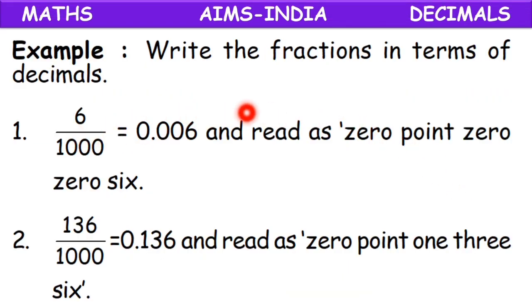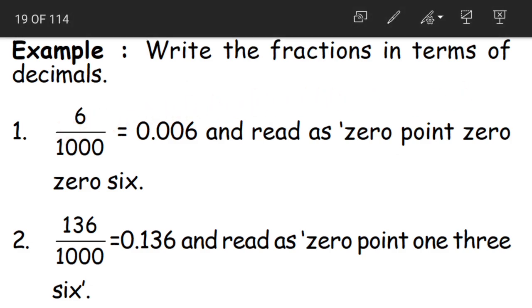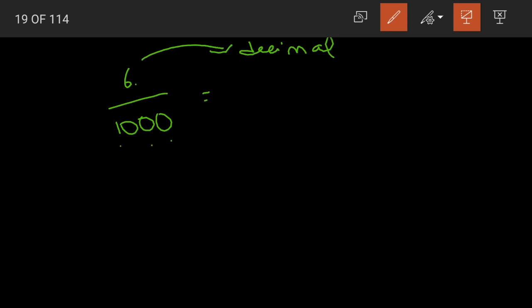Let us look at some examples now. Write the following fractions in terms of decimals. What is the first one? The first one is 6 by 1000. We have to convert this fraction into a decimal number. What is the first step? Count the number of digits in the denominator. We are having 4 digits. 1, 2, 3, 4. The denominator has 4 digits, but the numerator is having only 1 digit. So we have to make it also a 4-digit number.